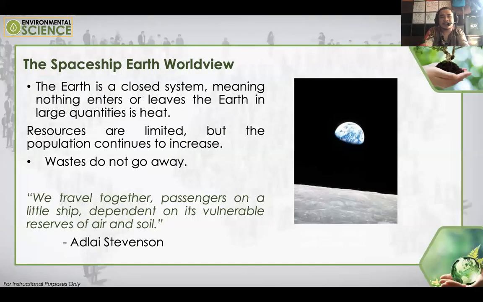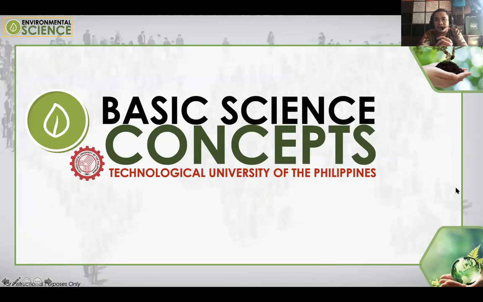According to Marshall McLuhan, in a ship called Earth, there are no passengers. We are all crew. Anong ibig sabihin nun? Hindi tayo pasahero lang ng planet Earth. We are all crew, and therefore we have to take care of our environment because this is our only planet. It's our only blue boat home. So now, after this, we will be discussing basic science concepts on environmental science.